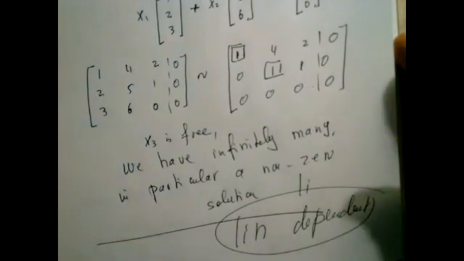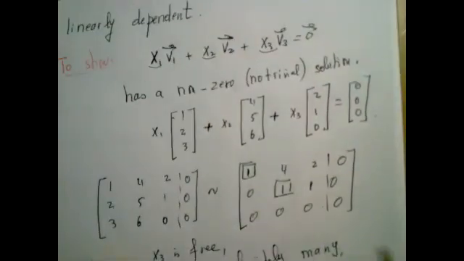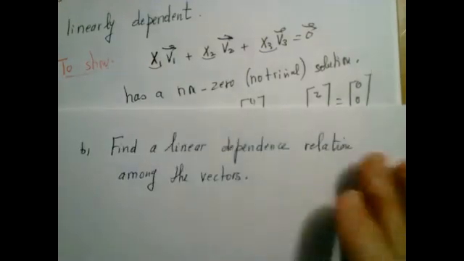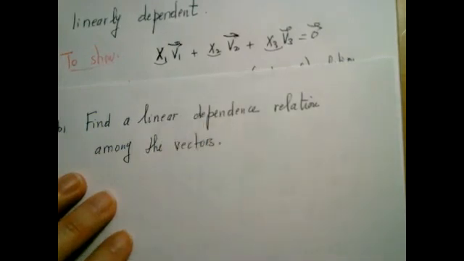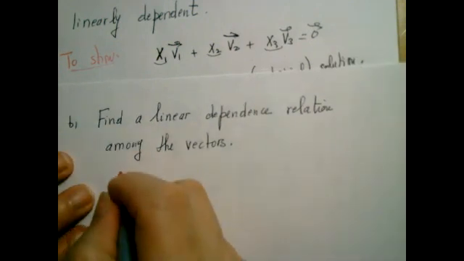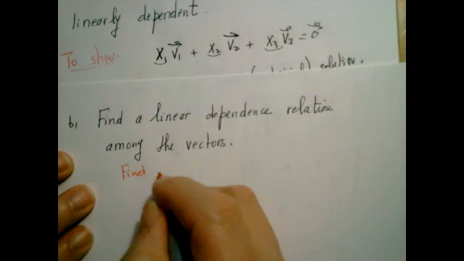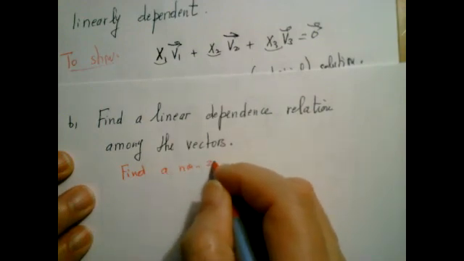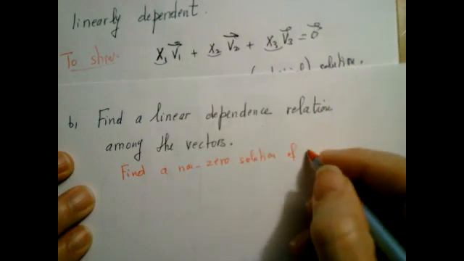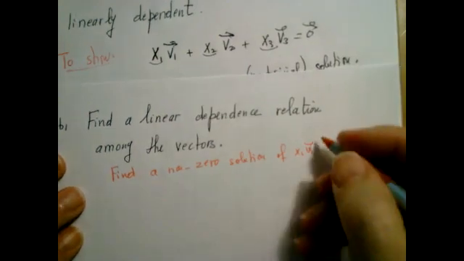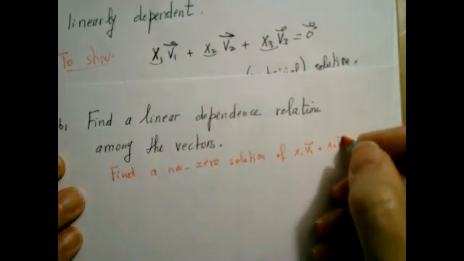Now, question 2 is, what does it tell us about those vectors? My second question is the following, which helps us clarify the idea. Find a linear dependence among the vectors. What does this mean to you? It means the following: find a non-zero solution, that's crucial. Find a non-zero solution of this equation. So now I actually want you to solve. I want you to give me a non-zero solution.